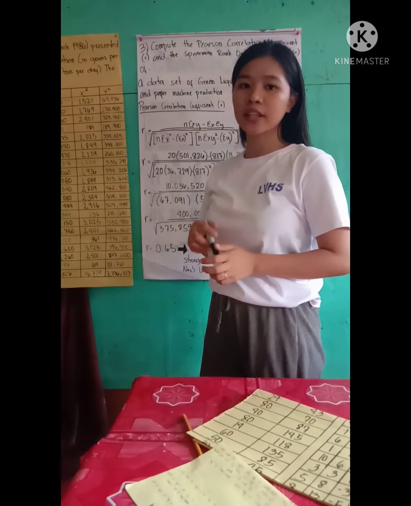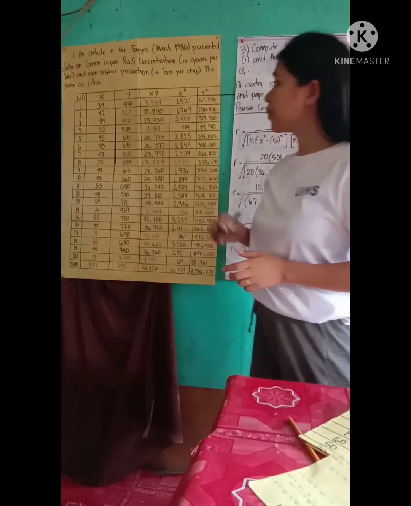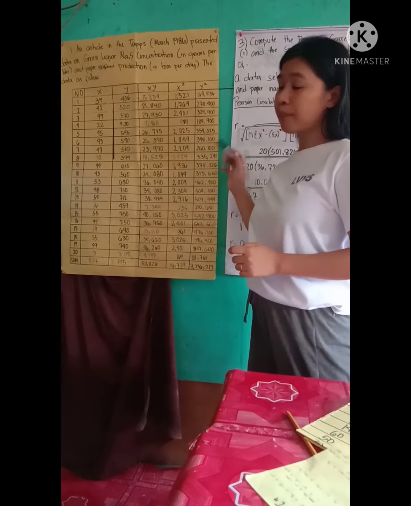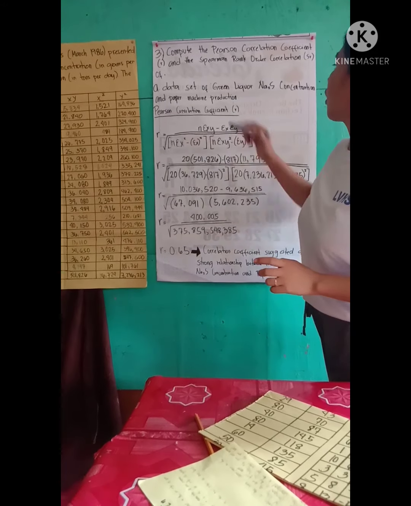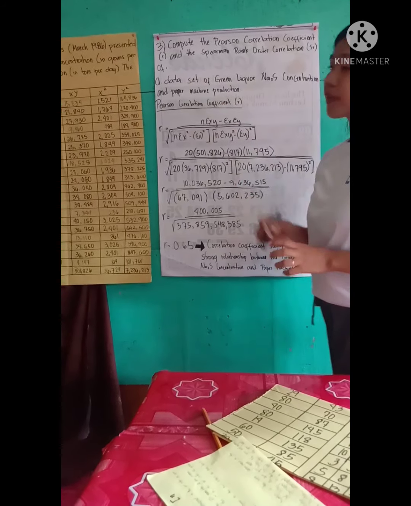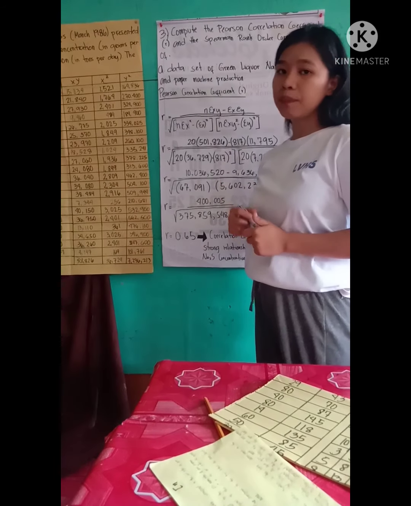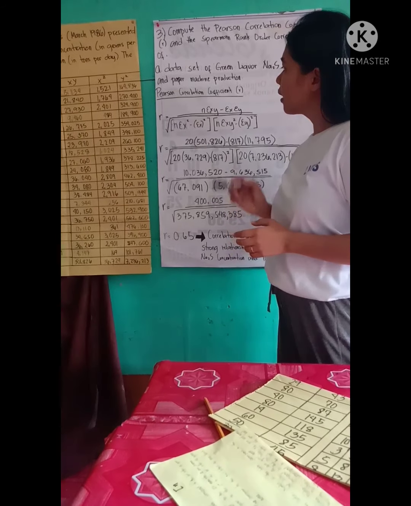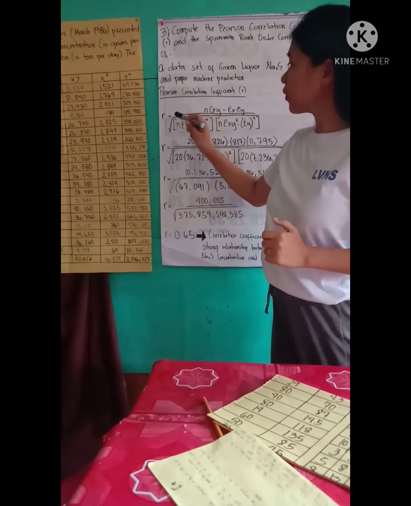As we already completed the table 2, which is the green liquor Na2S concentrations and the paper machine production, we can now answer the questions in number 3, which is compute the percent correlation coefficient, the R, and the Spearman rank order correlation, or the SR, of the data set of green liquor Na2S concentrations and the paper machine production. First, let's solve the percent correlation coefficient using the formula.